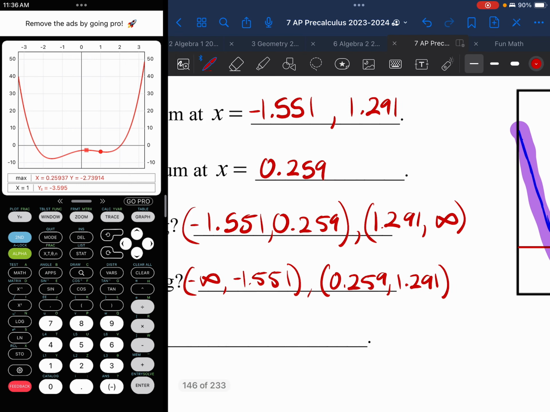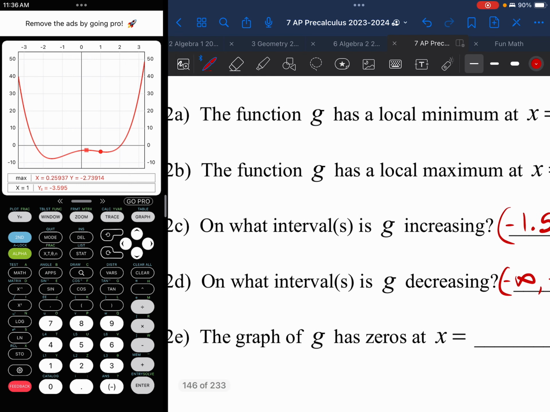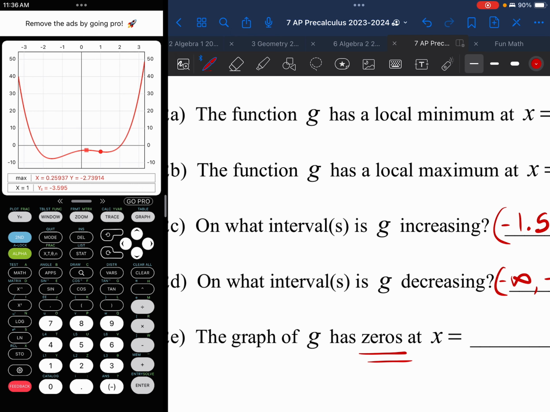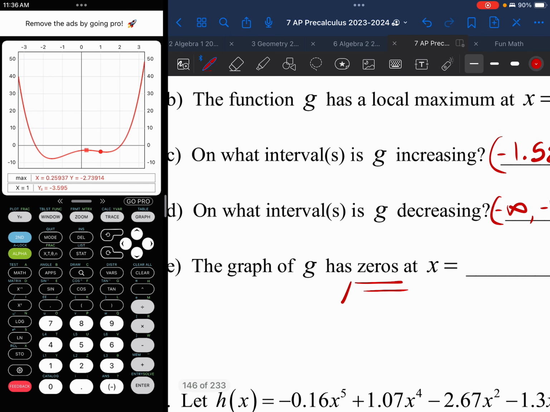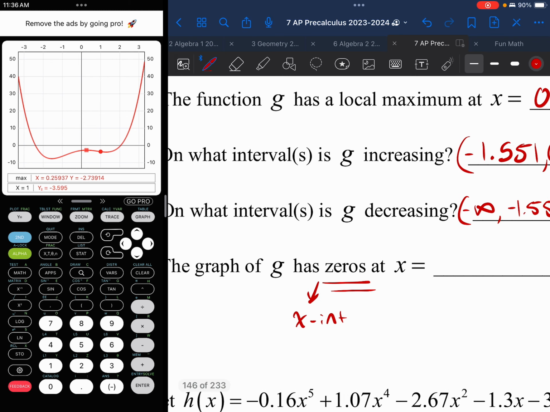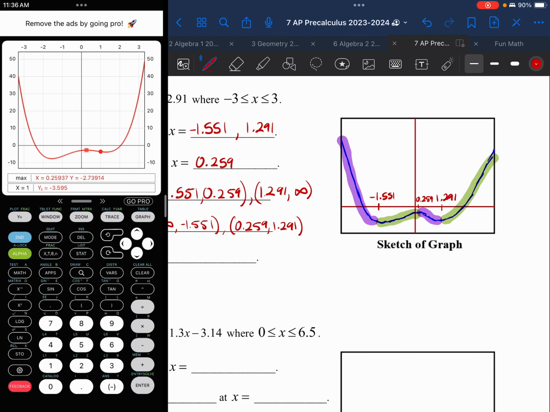All right, and finally zeros. So we've never been asked this question before, zeros, but there's a synonym for zeros, and that is an x-intercept. It's really asking where do we intercept the x-axis, and we can see that there are two of them. We have this one here and this one here. So here's how you do it.